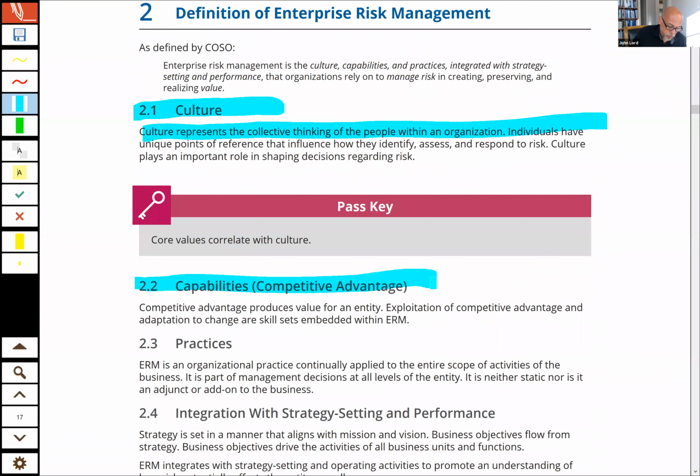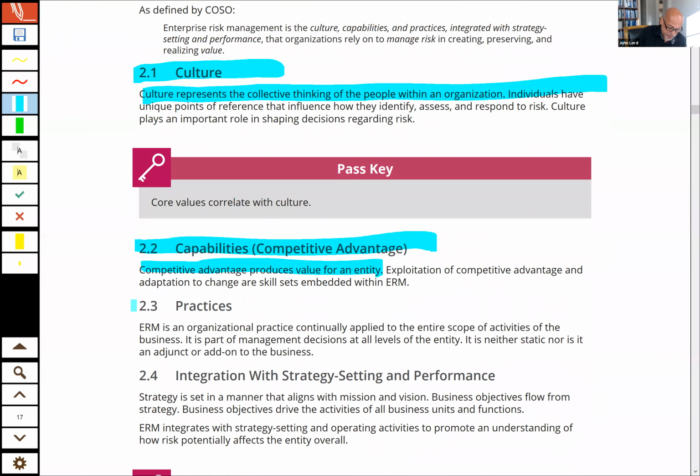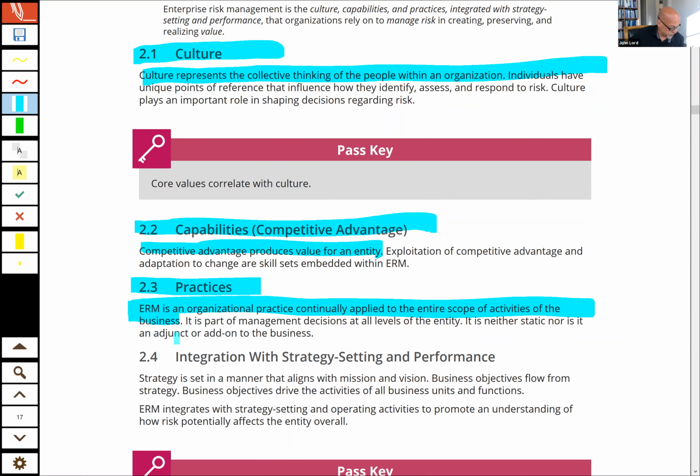Now we look for capabilities. So we're looking for competitive advantage that produces value for the entity, okay? Then we have practices, okay? Enterprise risk management is an organizational practice that applies to the entire scope of activities of a business, okay?